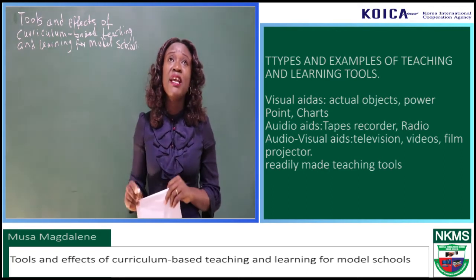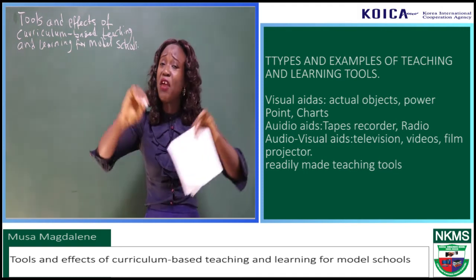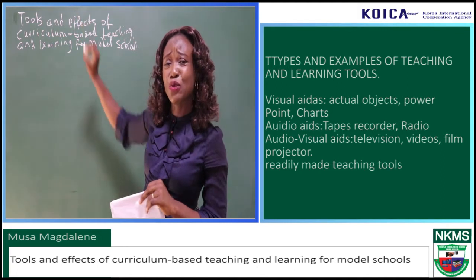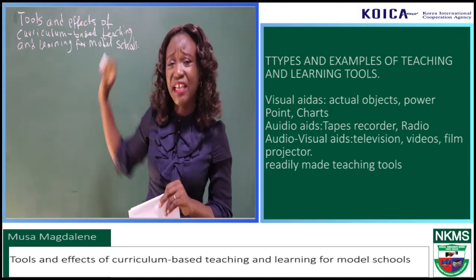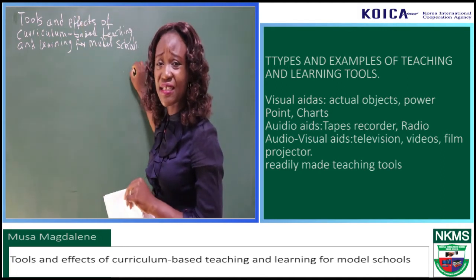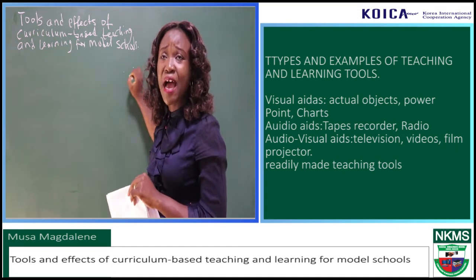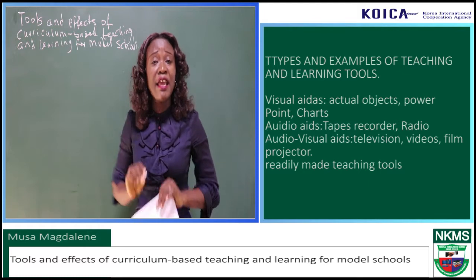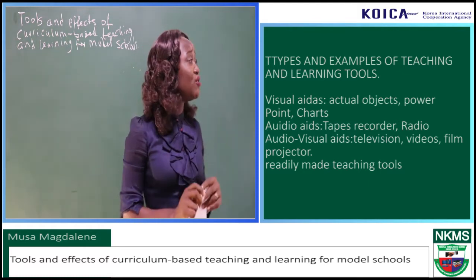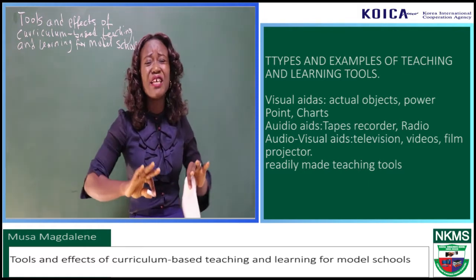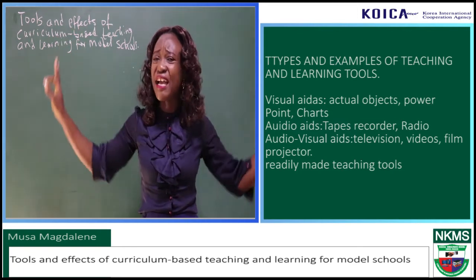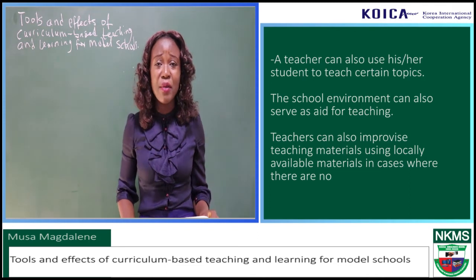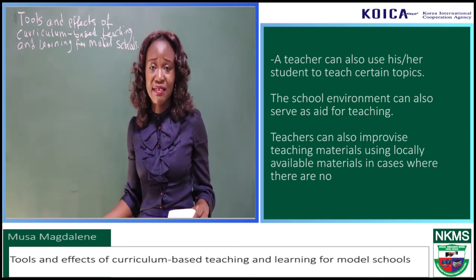Now, we can also use the school environment. When we talk about teaching aids, there are so many things that we can use. A teacher can use a lot of things to deliver his or her lesson efficiently. Now, the school environment can also serve as your teaching aid. For instance, Nigeria Korea Model School is a school that has been beautified by different kinds of flowers. And a teacher can use the school environment to deliver a lesson.